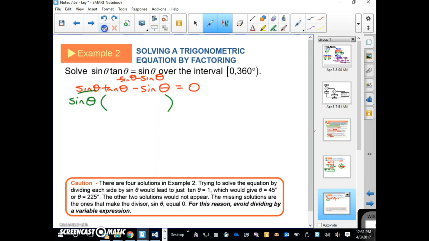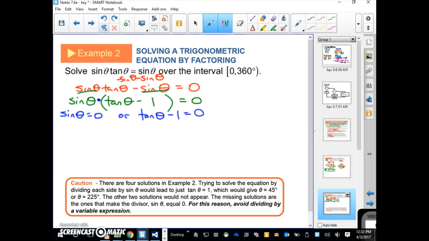And so if I knock out that sine theta, if I divide out that sine theta, I would have tangent theta minus 1 equals 0. That's what makes this go. There's something called the zero product property that says that if you've got two things that multiply together to make 0, that one or the other is going to have to be 0. And so that's what we use here. We split this up and either sine theta equals 0 or tangent theta minus 1 equals 0.